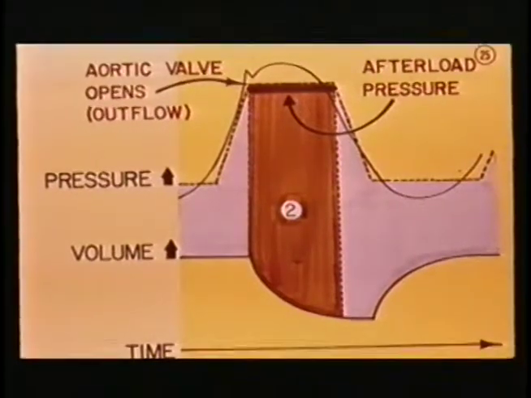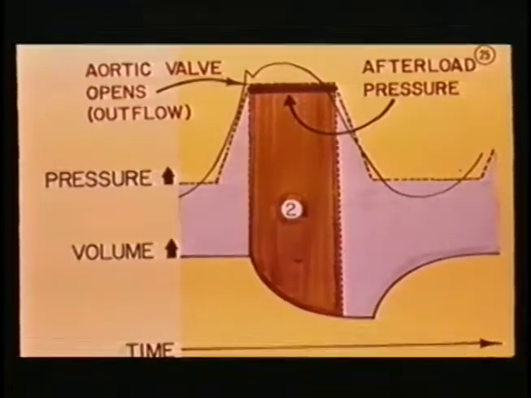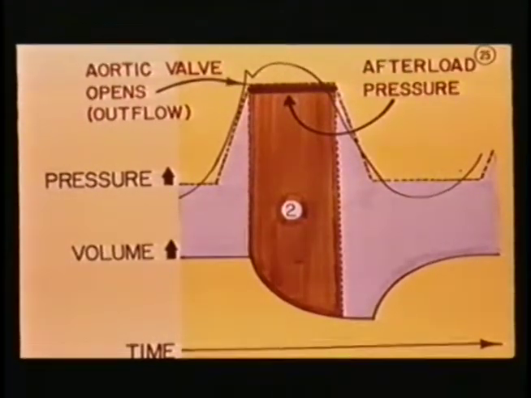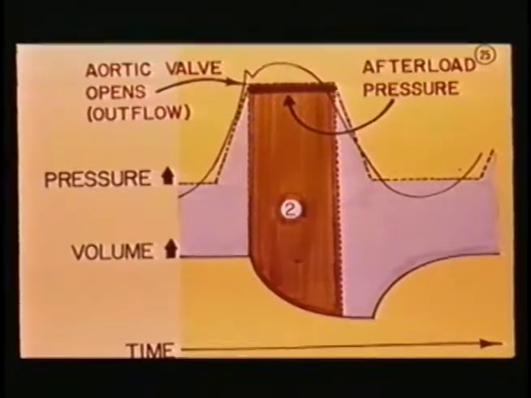Slide 25. Then, when the pressure grows high enough, the aortic valve opens and phase 2 begins. Ejection occurs, so ventricular volume decreases, but pressure remains constant to a first approximation. This pressure is often referred to as the afterload pressure, or simply the afterload.